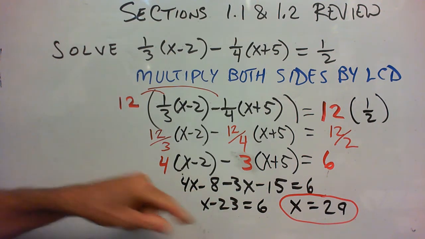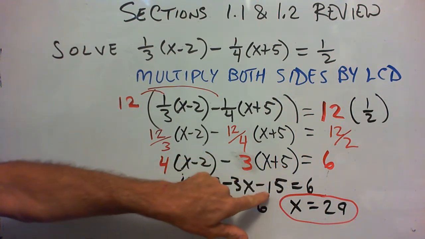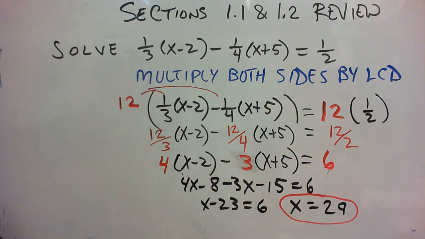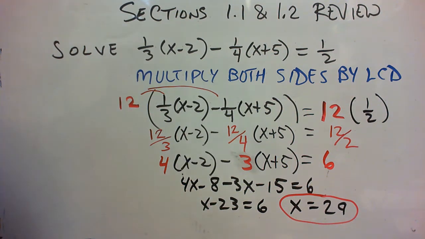So you get 4x minus 8 minus 3x. Remember, it's minus 3 times 5, so it's minus 15, not plus 15, equals 6. Combine like terms, x minus 23 equals 6, so x has to equal 29.